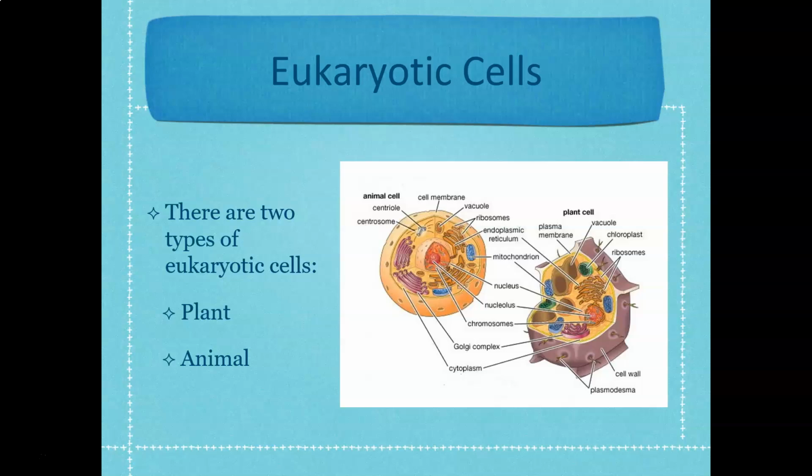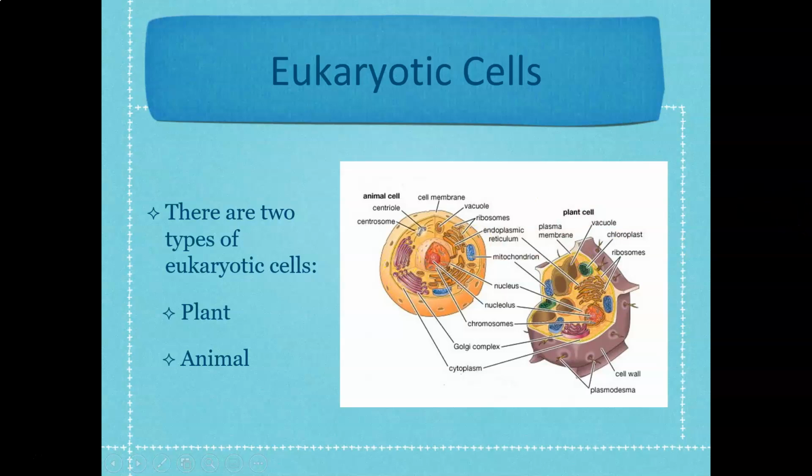Okay, so the rest of what we're going to talk about are the eukaryotic cells themselves and what is in those cells, what's not in those cells, what makes a plant cell different from an animal cell, and just the basic functions of the organelles themselves. So when we look at eukaryotic cells, we're going to split them out into plant versus animal. So plant cells here, animal cells here.